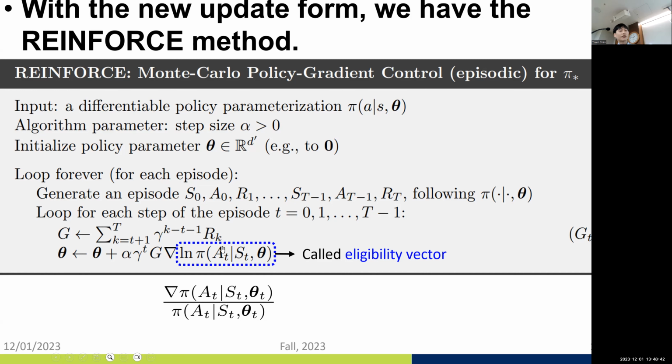Then put here G and do the gradient of ln pi. So we call this ln pi gradient the eligibility vector. The naming here, don't get confused with the eligibility trace vector Z, right? It's different. In academic research papers, different people give different names. But in our textbook, we just use this eligibility vector. So this part is just what we derived before, the policy gradient divided by the policy itself.